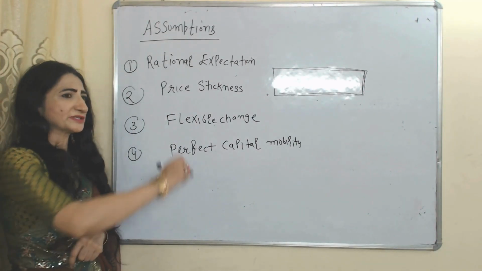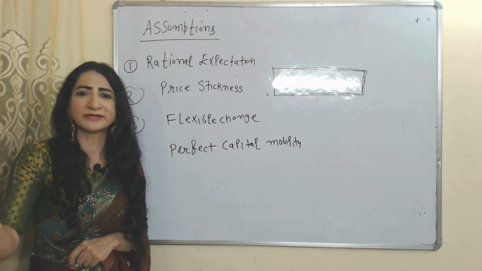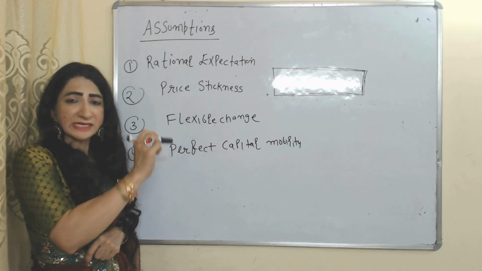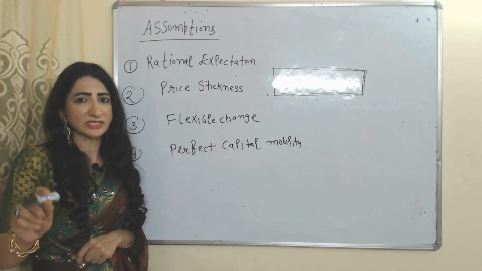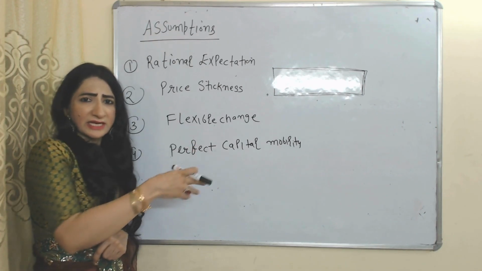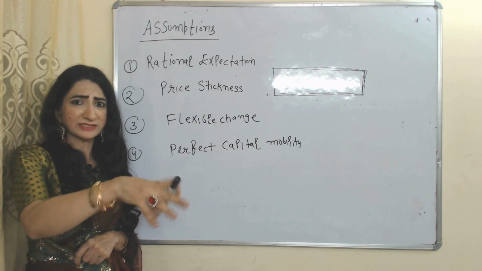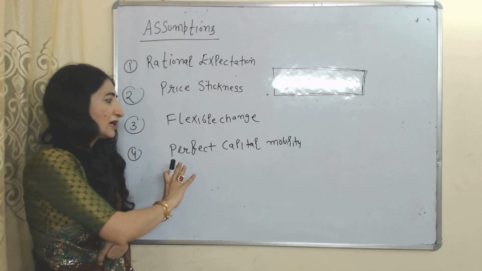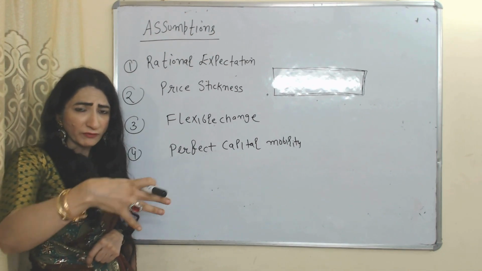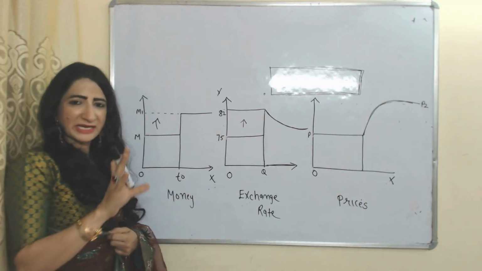Now we'll see the assumptions. Rational expectation, that means consumer, producer, trader and agent are all rational beings. Price stickiness, that means prices cannot change during a short time period. Flexible exchange rate, the exchange rate is not fixed, it is flexible and can change according to demand and supply. Perfect capital mobility, that means capital is freely movable from one country to another. Now we will see diagrams.